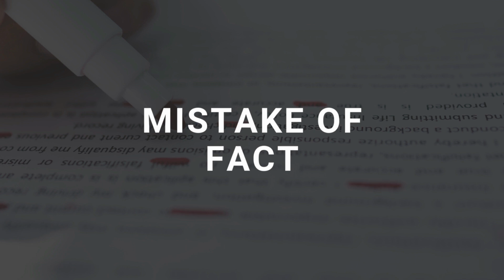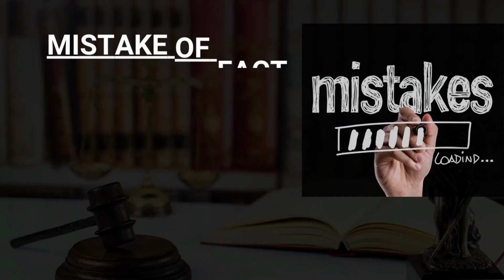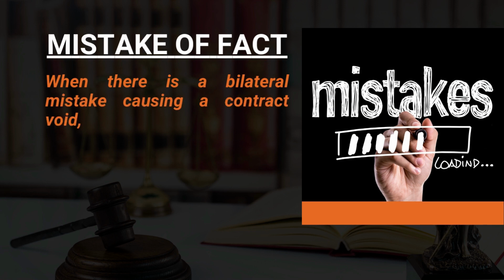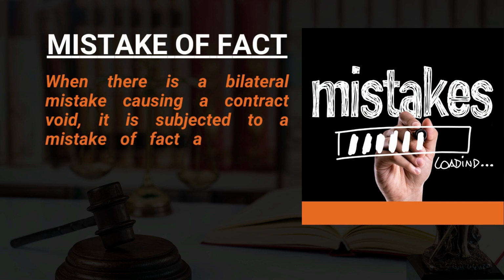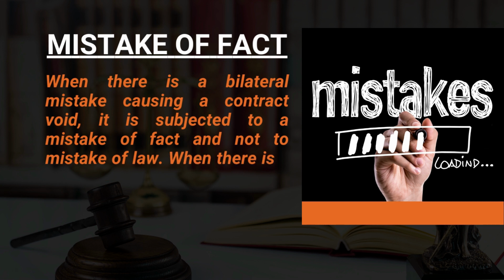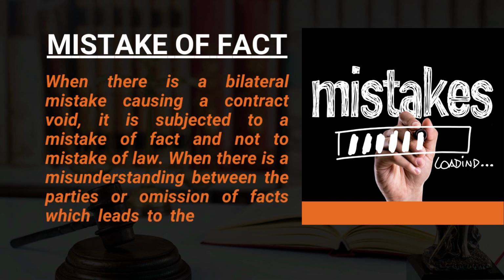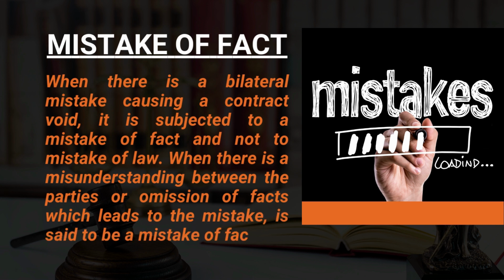First mistake is mistake of effect. When there is a bilateral mistake causing a contract void, it is subjected to a mistake of fact and not to mistake of law. So when there is a misunderstanding between the parties where facts have been omitted which leads to the mistake, this kind of mistake is known as mistake of effect.